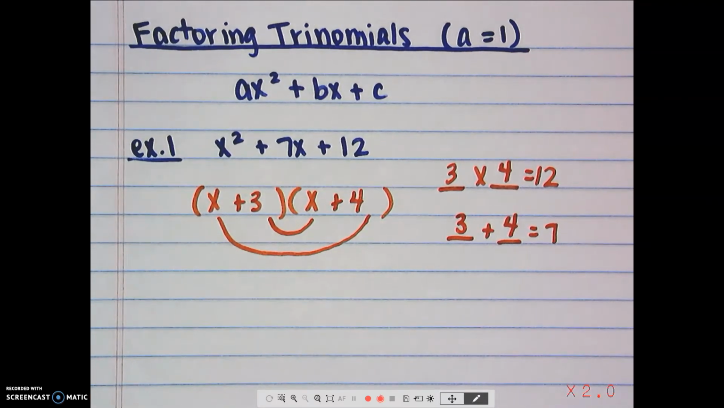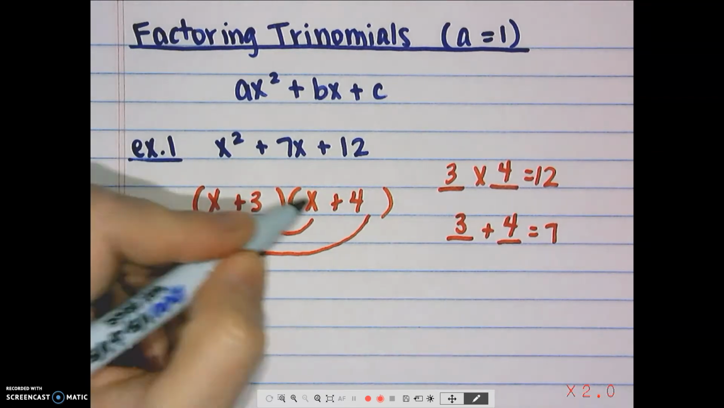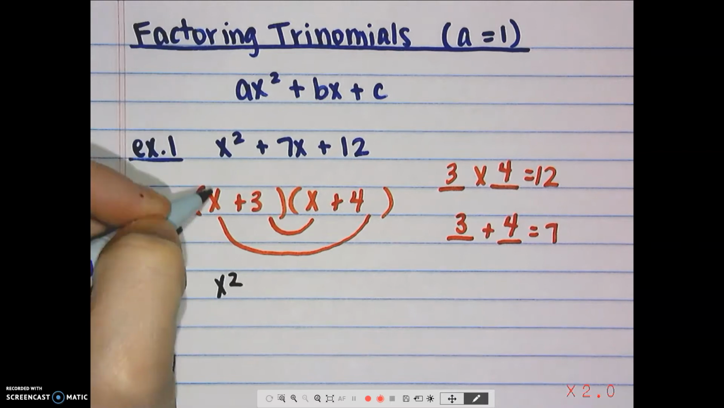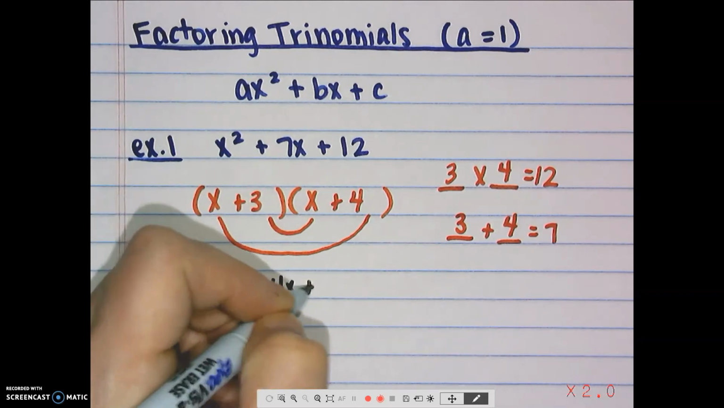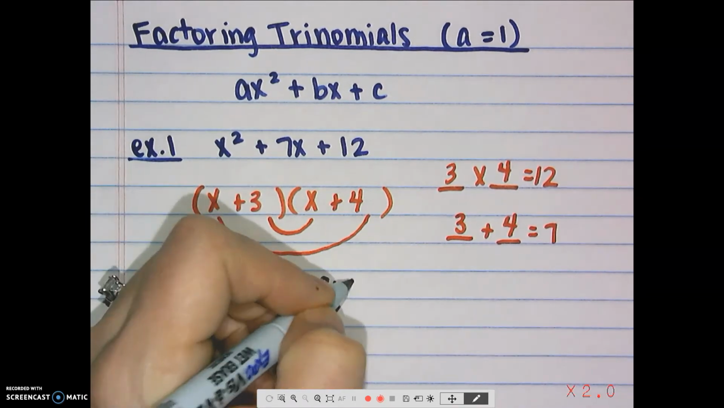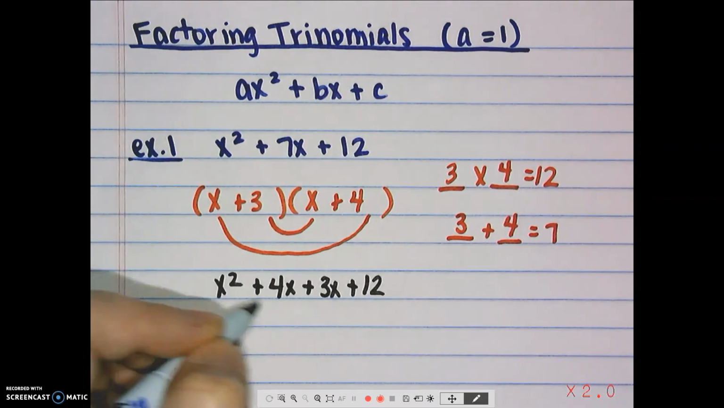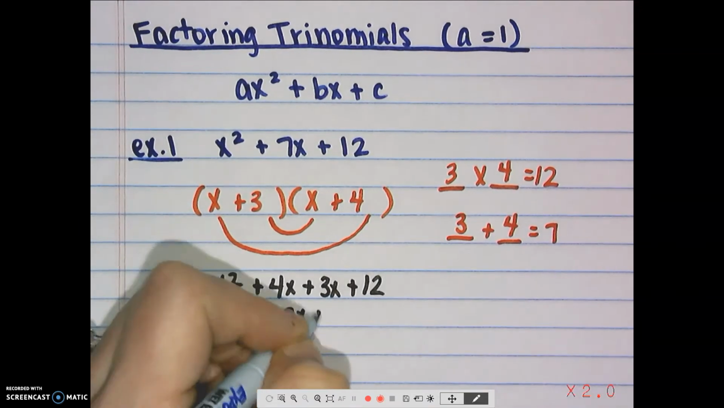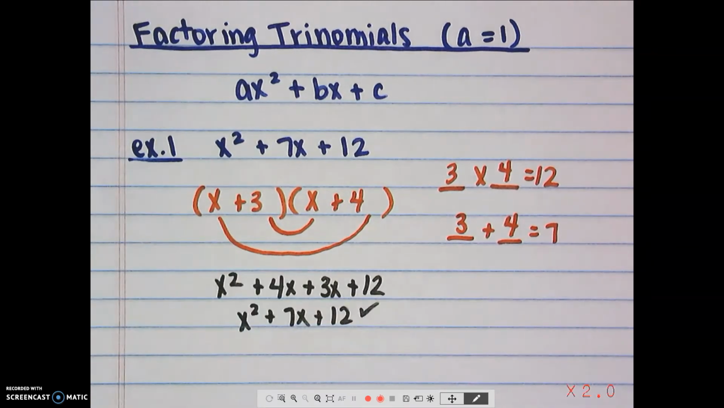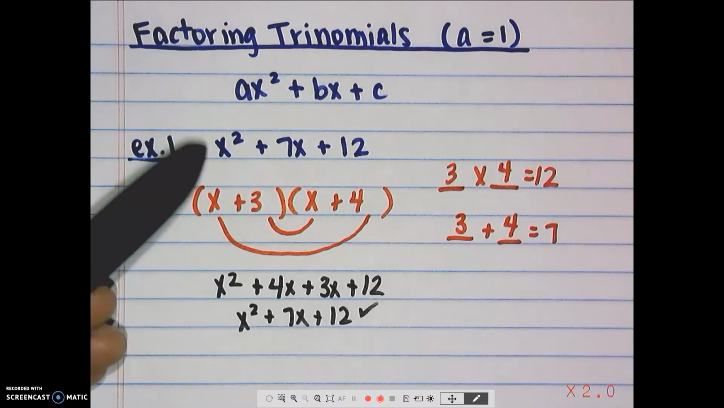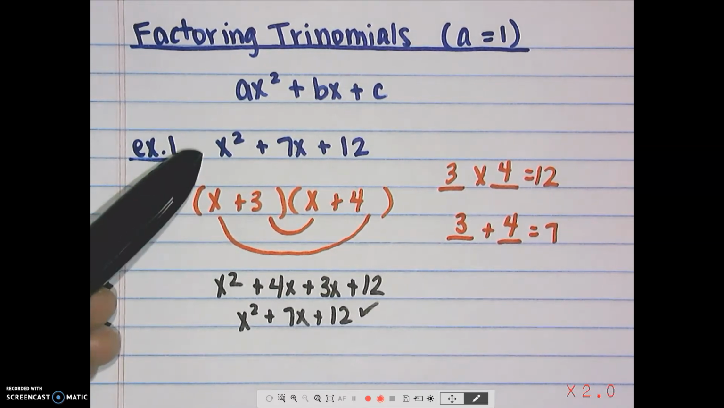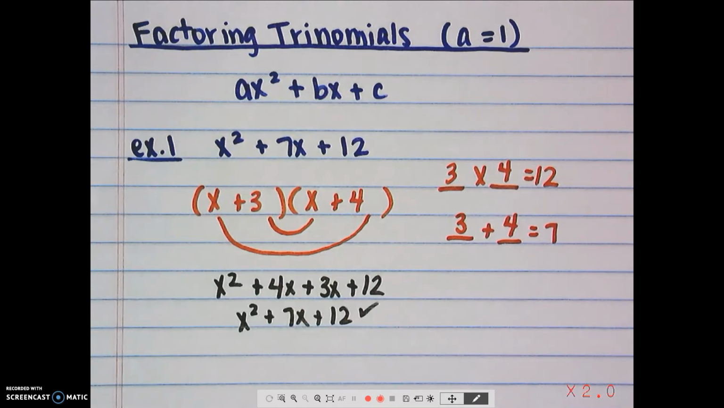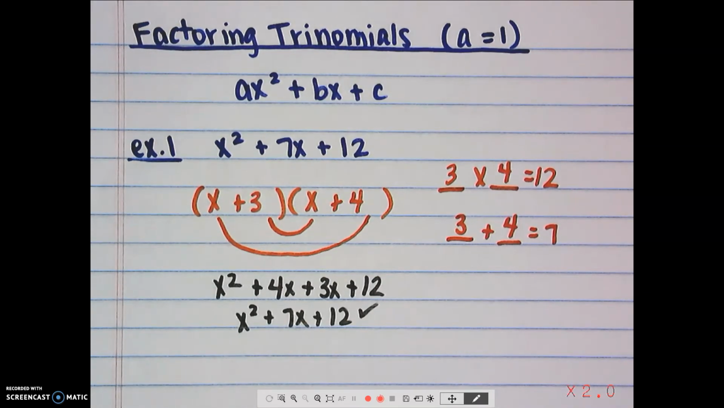And then once we have this, we can check our answer. x times x is x squared. x times 4 is 4x. 3 times x is 3x. And 3 times 4 is 12. So when we combine like terms, x squared plus 7x plus 12, it gave us the original question, so we know it checks. Remember with these questions, you should be able to tell me if you're 100% correct or not, because if you multiply your answer together, you should get the original question. If you don't, you did something wrong, either in the factoring or in the checking.